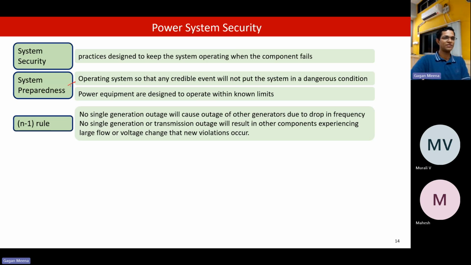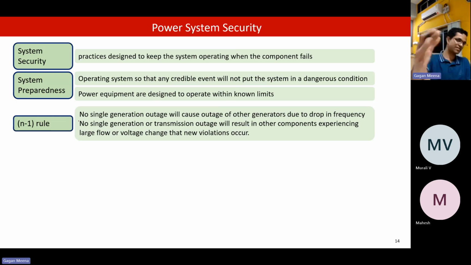Also, to ensure the system is prepared, we always keep the equipment operating within their specified limits. Because if they violate the limit, say the thermal capacity, transmission lines have a thermal capacity. If we allow the line to continue carrying current beyond its thermal capacity, then it will melt and the system will have a major impact. We want to adhere to these operational limits of the different devices and equipment.